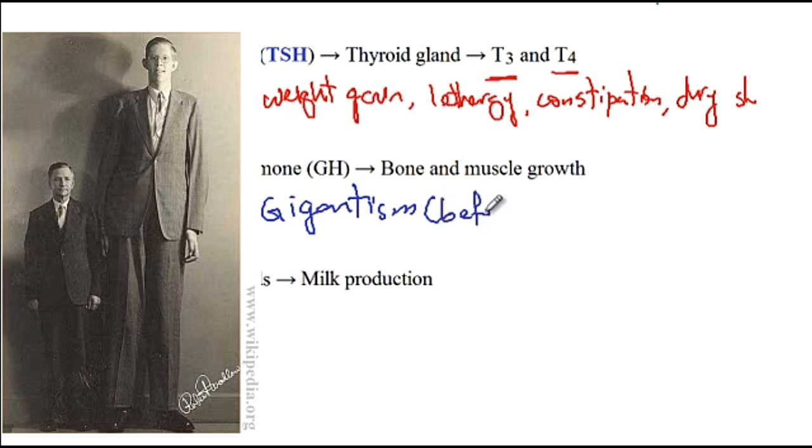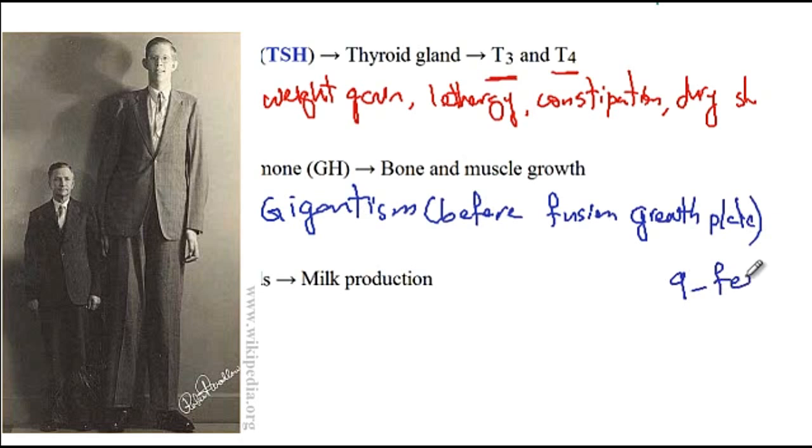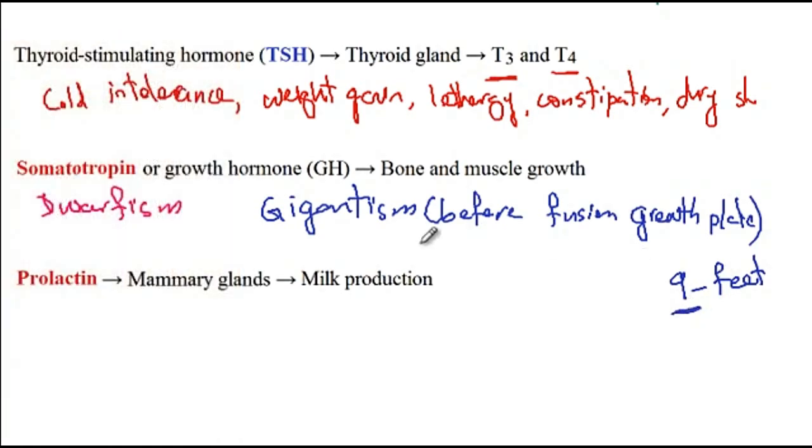So before fusion of the growth plate, these patients can have a height as high as 9 feet. Since their growth plates are not yet closed, they are able to grow as high as 9 feet. And then the next condition that can arise from excess growth hormone is acromegaly. This condition develops if there is already fusion of the growth plate.